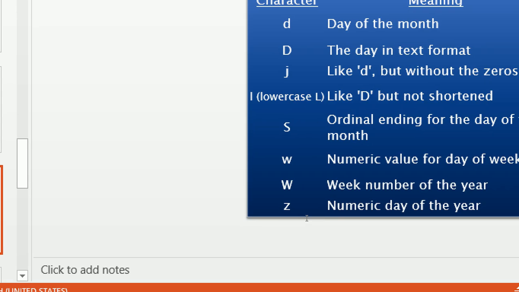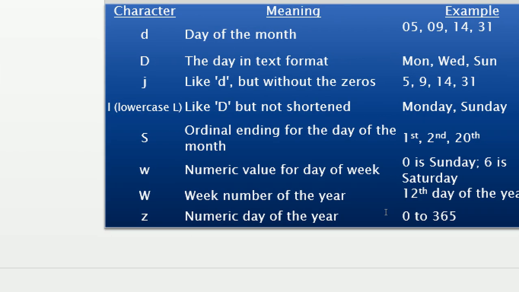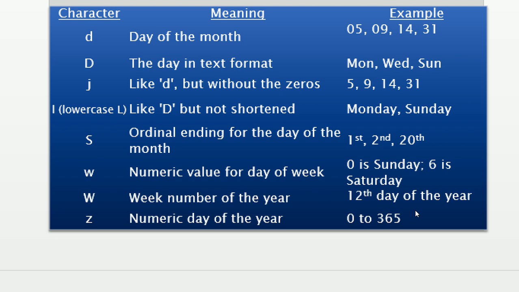The next one is W. A small w is the numeric value for the day of the week. So 0 is Sunday, and 6 is Saturday. Clear? Let me show you. It will count the days of the week. Now capital W will count the week number of the year. Let me write the W to show you.